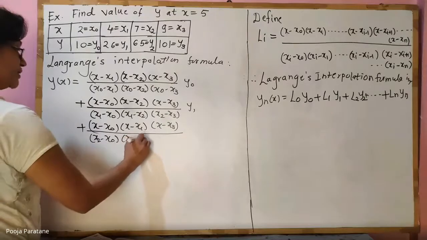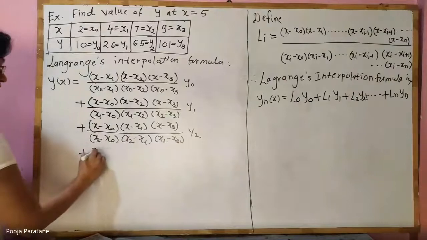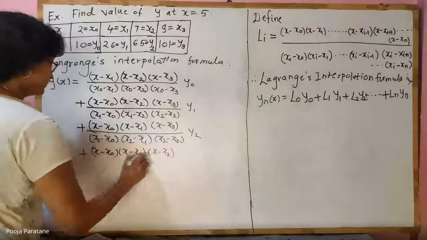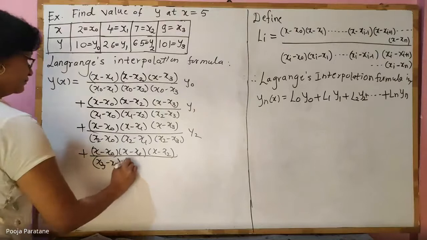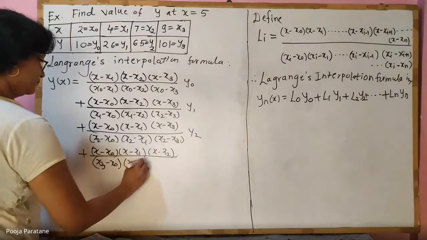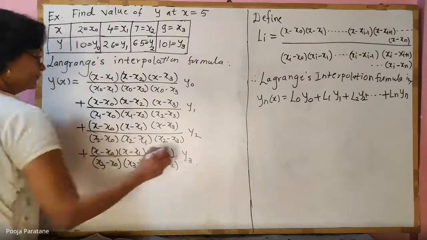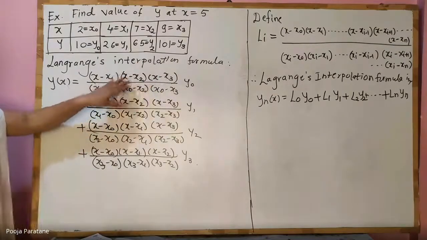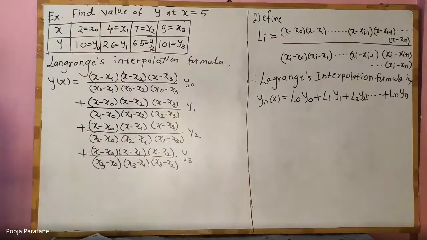Let me complete this formula now. And the last term, y3. So now directly you can substitute and evaluate, but I suggest that you consider each ratio separately, find the value of each ratio and then substitute in the formula so that sign mistakes will not be there.